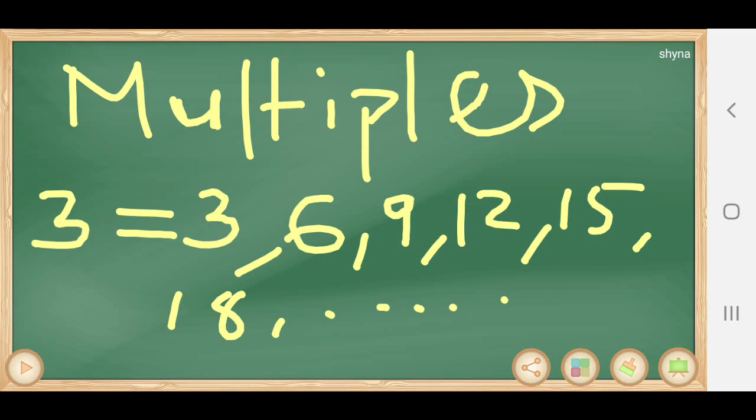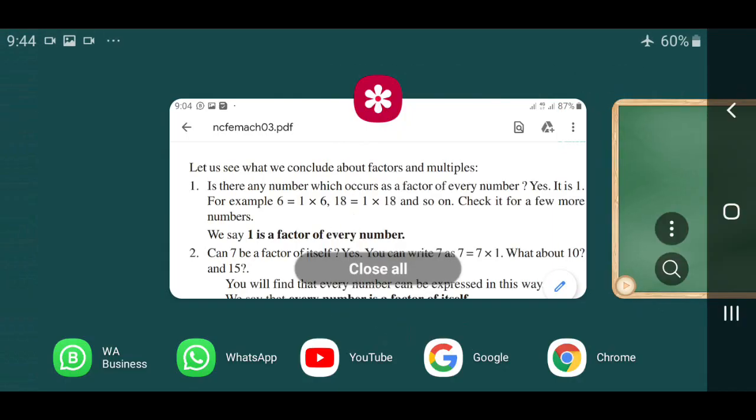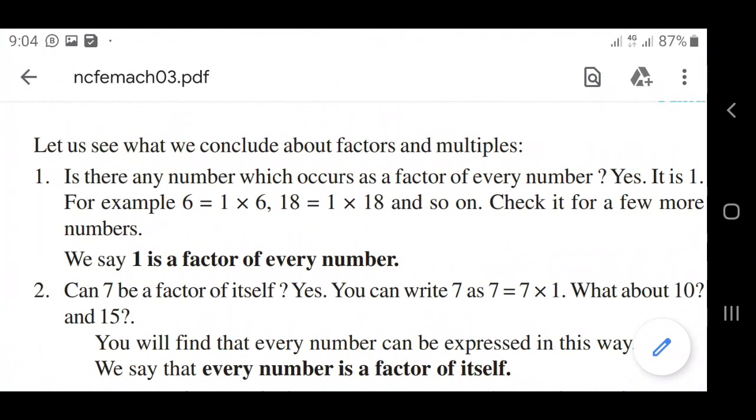Etc. These are called multiples. You understood the difference between multiples and factors? Factors means exact divisors. Multiple means you just multiply that number by something. Multiples means times. Okay, then let's conclude some properties of factors and multiples.